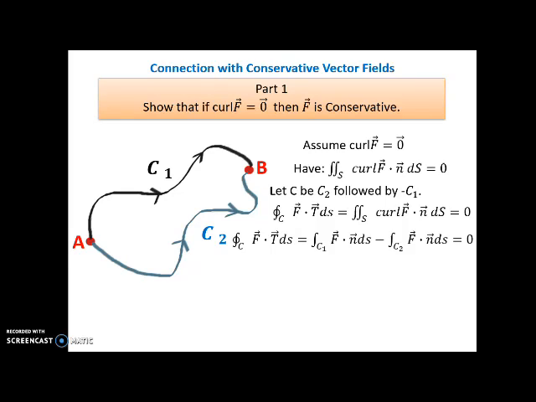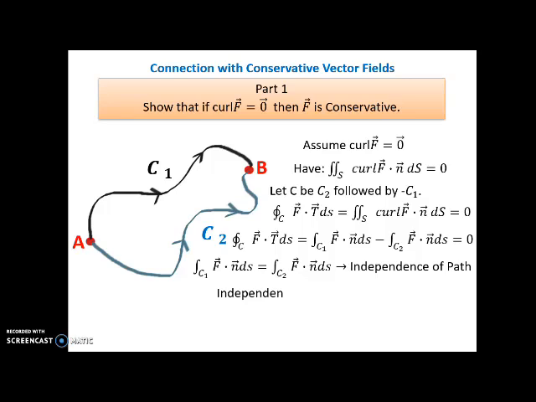Now we can rewrite the line integral of f dot t ds as the sum of the two integrals, following c1 from a to b and then the opposite of c2 back to a. So we have the difference of those two integrals equaling 0. Now if the difference is 0, that means that those two integrals are equal. And since the path from a to b didn't make any difference, we get the same value. That establishes independence of path for f.